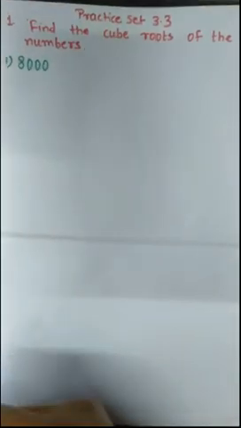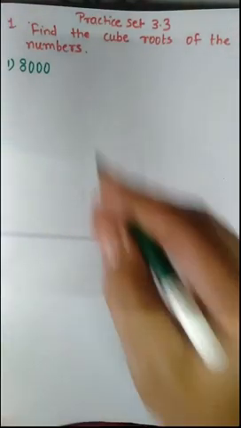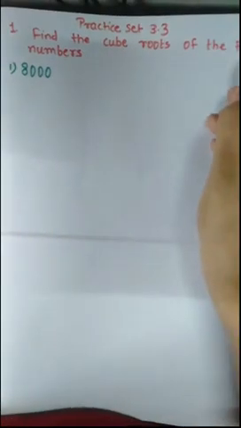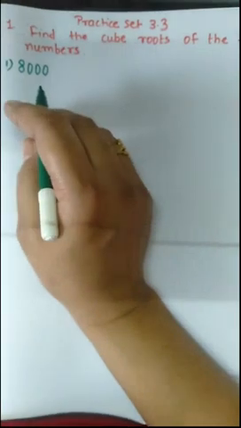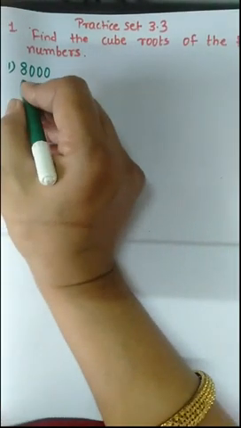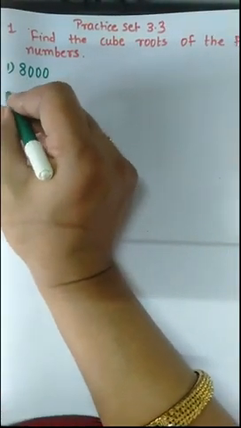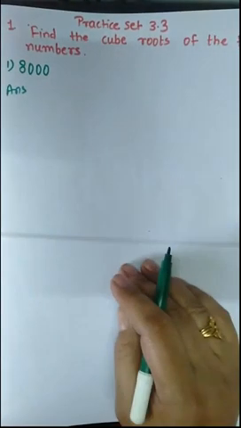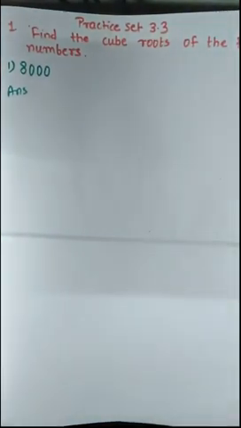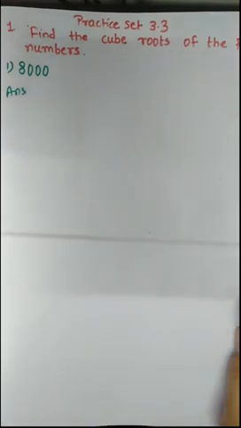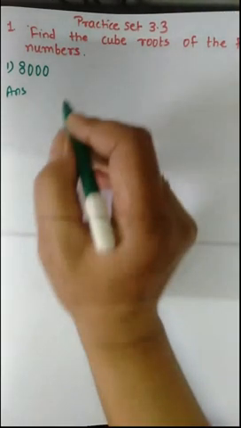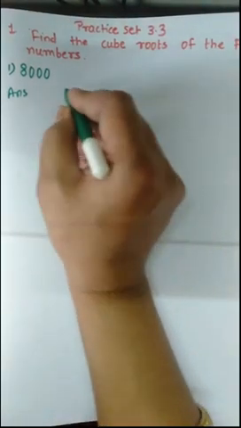Practice set 3.3. Find the cube roots of the following numbers. Now you are clear on that again. How to find out the cube roots? There are two methods to find the factors of any number. One is horizontal and another is vertical. So here I am using the vertical method, that is easy.